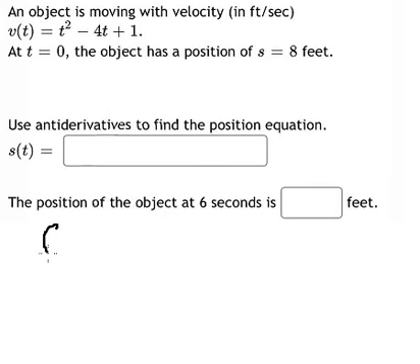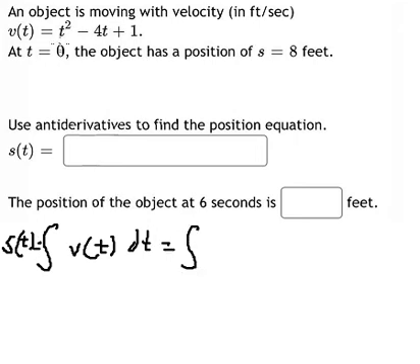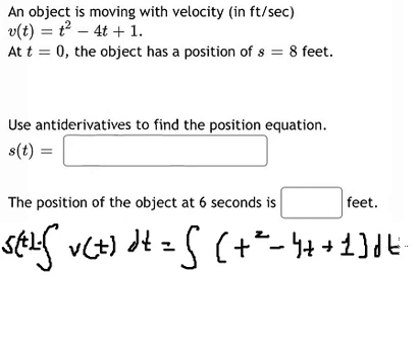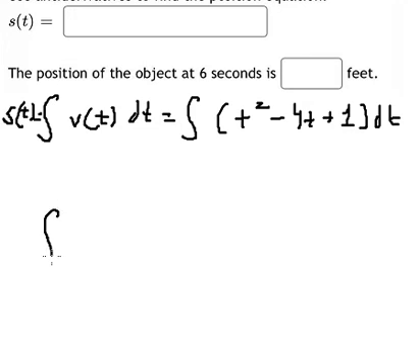Now we need to find the integration of v(t), because if we do this integration, we get h(t). So the integration of t squared minus 4t plus 1 dt. For the integration of t squared, we have the formula in here.